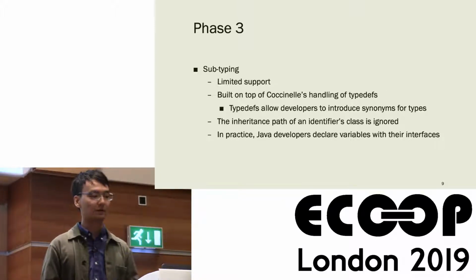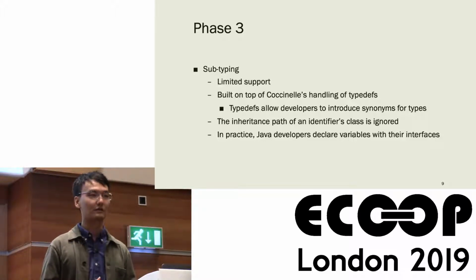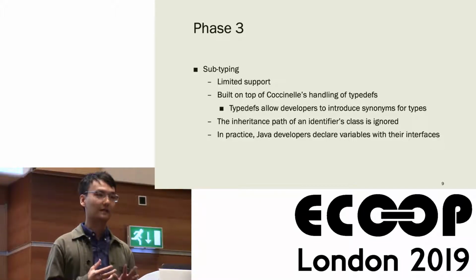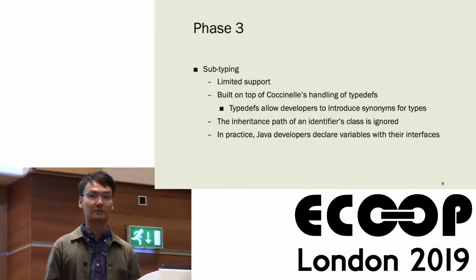We added some limited support for subtyping in the third phase of development. This is built on top of Coccinelle's handling of typedefs, which in C allows developers to introduce synonyms for types. As Coccinelle works by parsing files one at a time, we only use information within the same file, and therefore we only know the type that the variable is declared with, and we ignore the inheritance path of the identifier's class. Doing so allows us to not incur the cost of type resolution, which may be expensive, especially if classes from third-party dependencies may be referenced. In practice, this is not a problem, as Java developers often refer to variables by their interfaces.